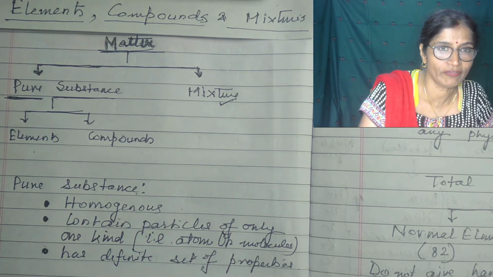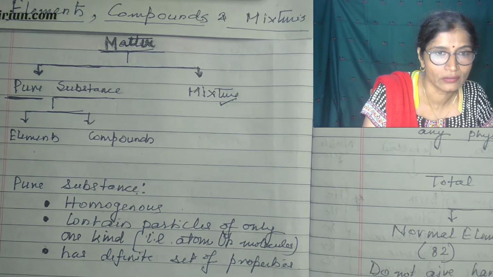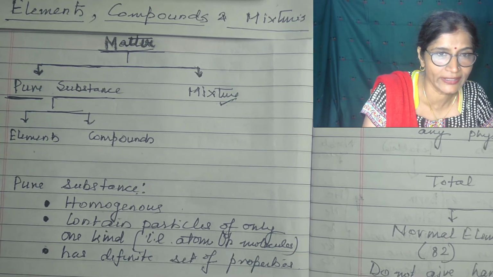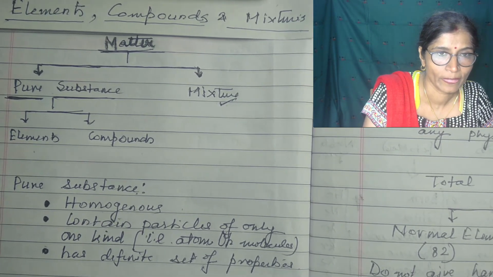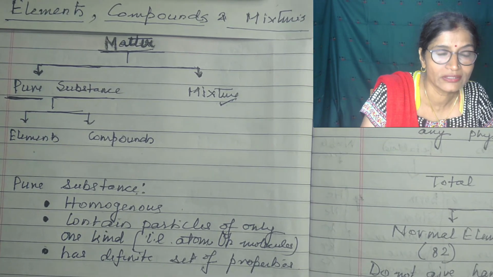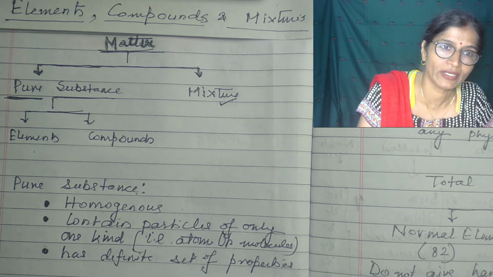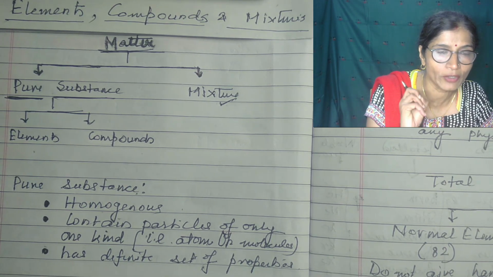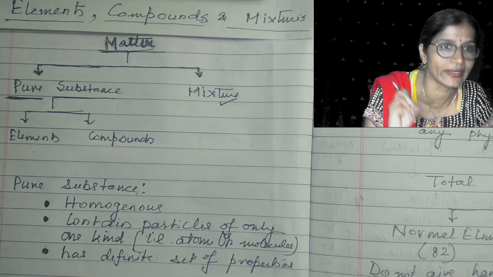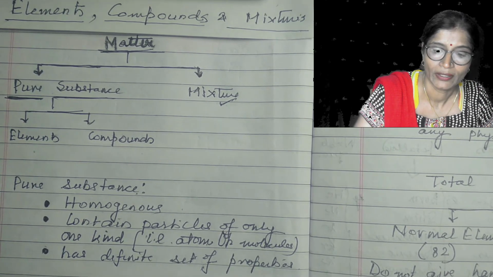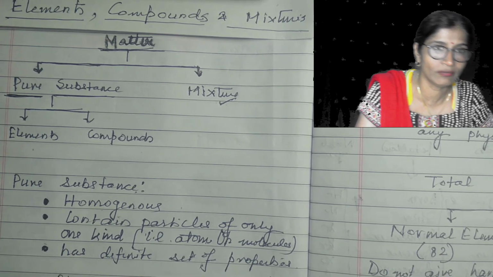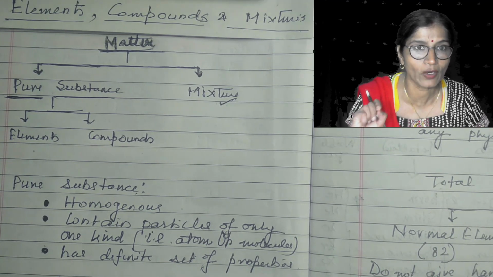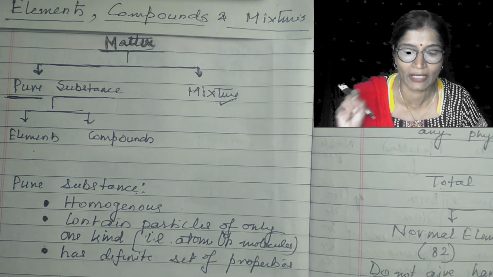For example, if I say iron, gold, silver, oxygen, common salt, carbon dioxide gas, magnesium oxide, all these are pure substances because they are made up of only one type of particles. If I think about pure iron, then it is made up of only iron particles, meaning iron atoms. If I think about silver, then it is made up of only silver atoms. A pure silver bar is made up of only silver particles.